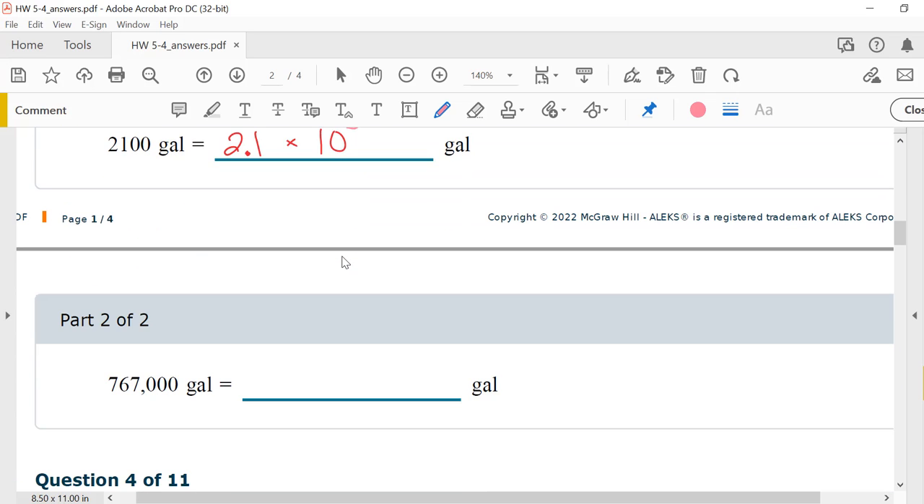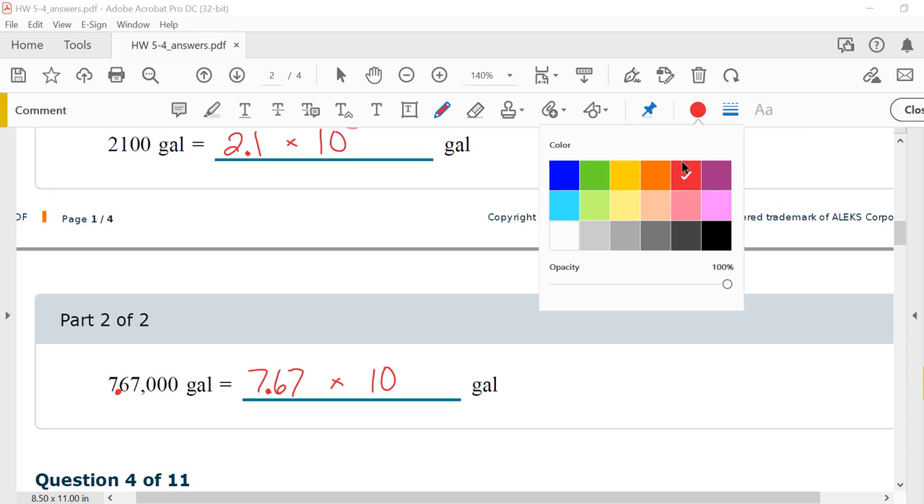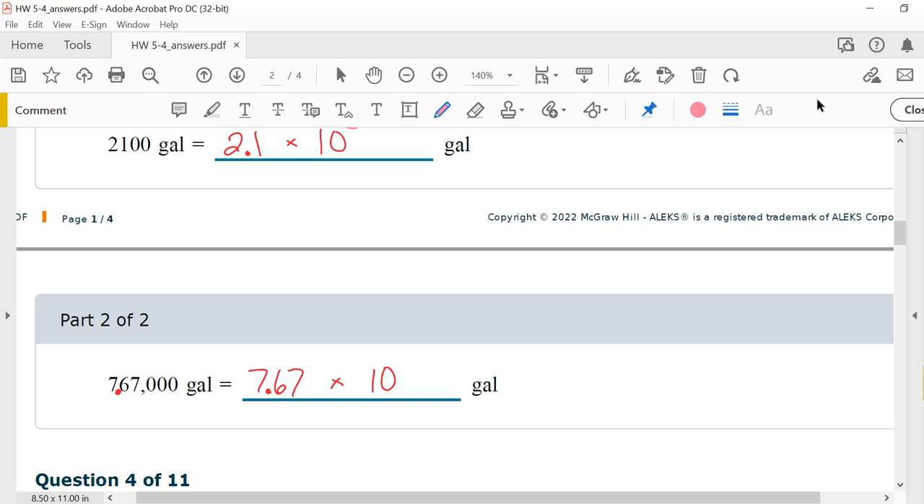The second number, 767,000 gallons. Okay, where's the decimal point going to go? It's going to go right here between the 7 and the 6, so 7.67 times 10 to the, okay, again we're going to move to the right. 1, 2, 3, 4, 5 decimal places. So I get 7.67 times 10 to the 5th.